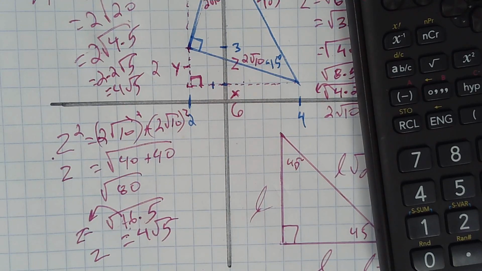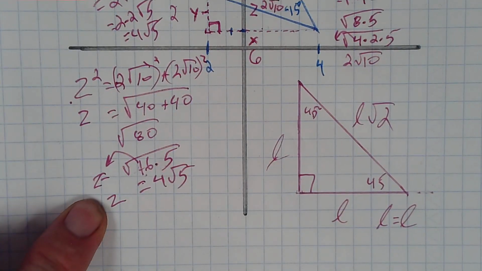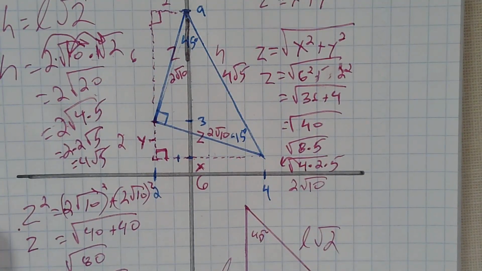Okay, so two different ways to do that. This way uses the special right triangle. This way uses the Pythagorean theorem. Okay, hope that made sense.